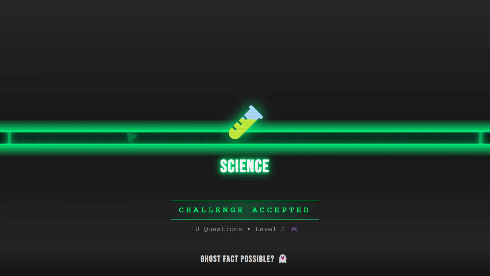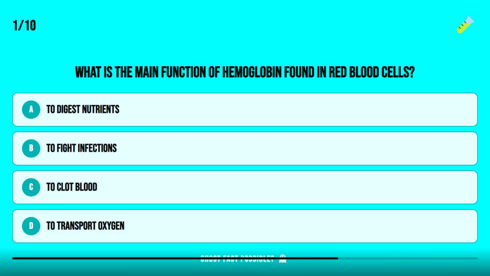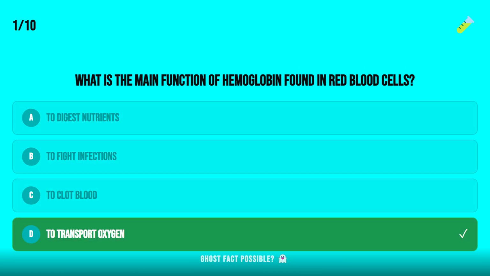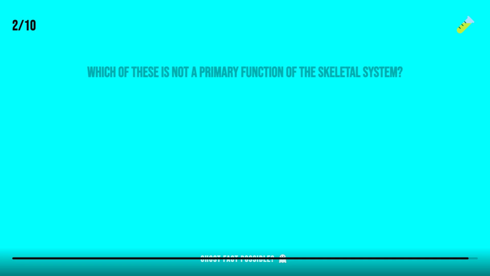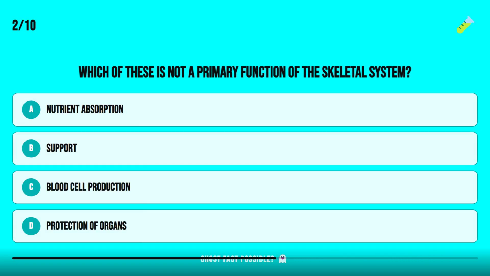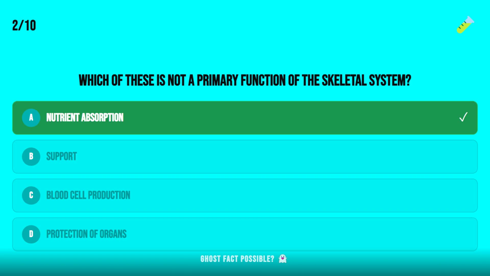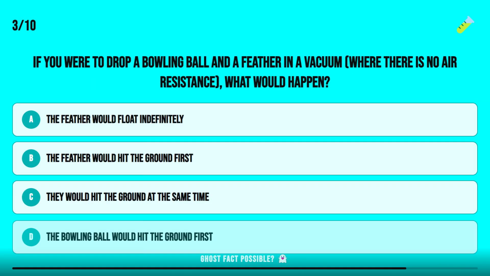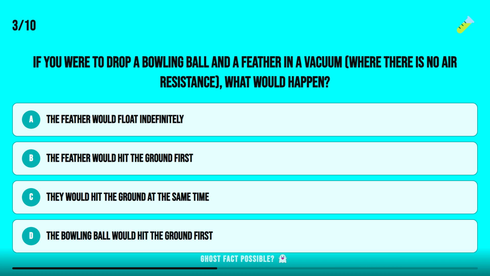Maybe. What is the main function of hemoglobin found in red blood cells? That's right, to transport oxygen. Which of these is not a primary function of the skeletal system? Nailed it, nutrient absorption.